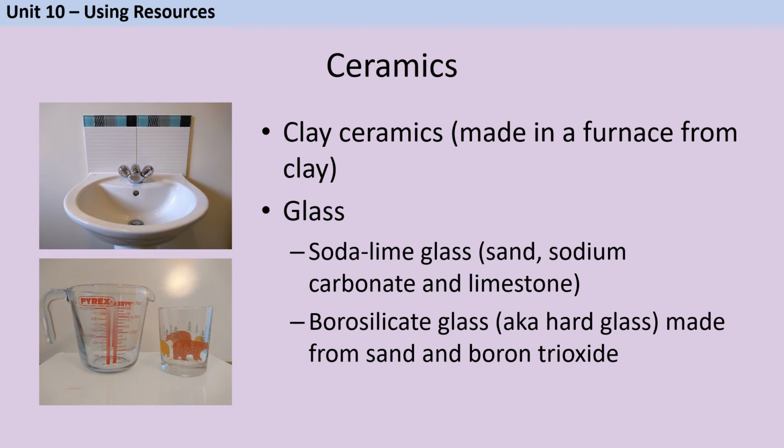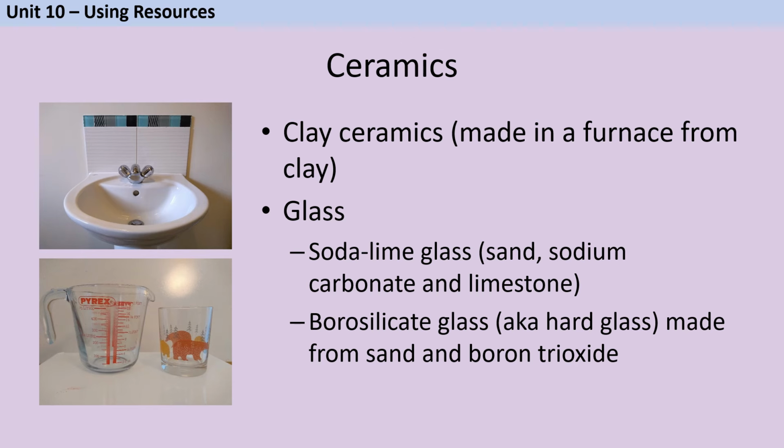Ceramics are non-metallic solids made from a raw material that's then heated to a very high temperature. The 2 types of ceramic that you need to know about are clay ceramics like pottery, which tend to be opaque, and then glass, which is transparent. Both of them are hard and waterproof, but they're also brittle and they shatter easily if you drop them.